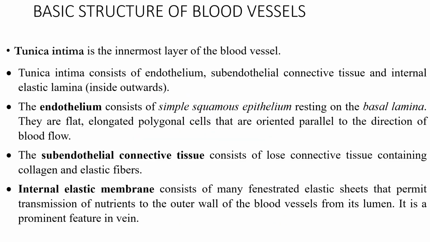Innermost layer of the blood vessel is known as tunica intima. Tunica intima is formed by endothelium, subendothelial connective tissue and internal elastic lamina. The endothelium is lined by simple squamous epithelium resting on basement membrane, and the endothelial cells or endotheliocytes are flat elongated polygonal cells, and beneath the endothelium we have subendothelial connective tissue, which consists of loose connective tissue and collagen and elastic fibers. Then beneath the subendothelial connective tissue we have internal elastic membrane.